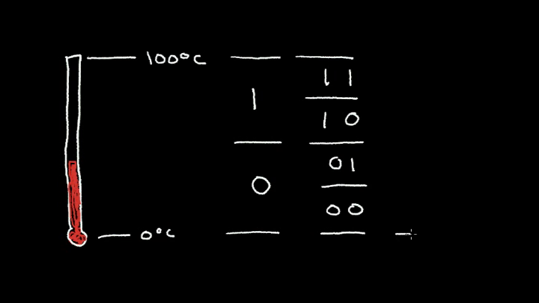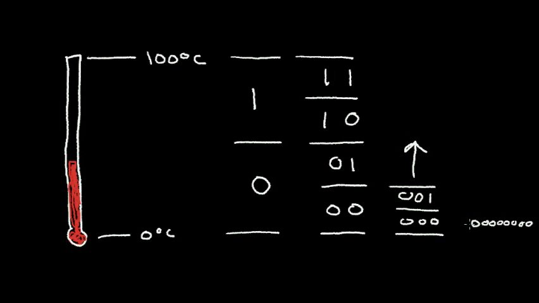So I could add another bit of data. And every time I do that, I double the resolution of my thermometer. For example, this could be 3 zeros. This could be 1, 0, 0, and so on. So with 3 bits of data, I can have 8 different states. But let's presume I really want a better thermometer. So I'm going to have 8 bits of data. 1, 2, 3, 4, 5, 6, 7, 8.